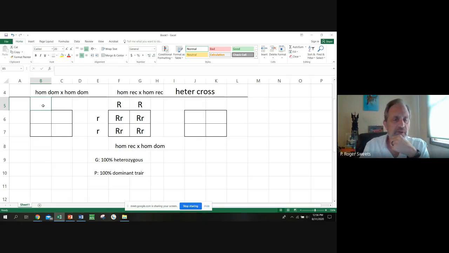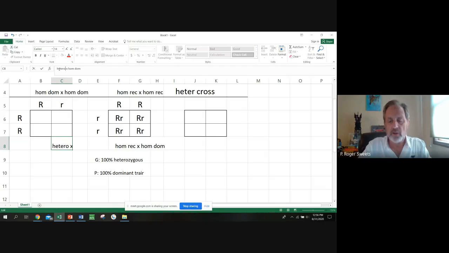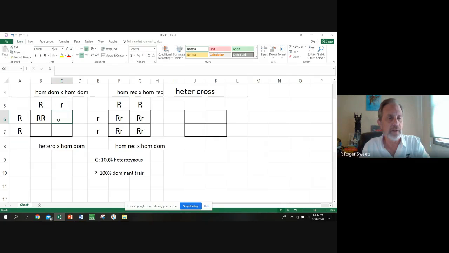So here we're going to cross something a little bit different. Now we're going to take a heterozygote and cross it with a homozygous dominant. How's that going to come out? R, little r, R, little r. Okay, that's another kind of cross. What's this genotype and phenotype?